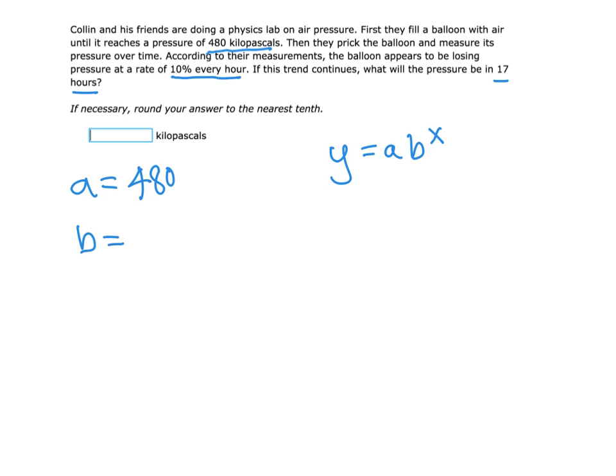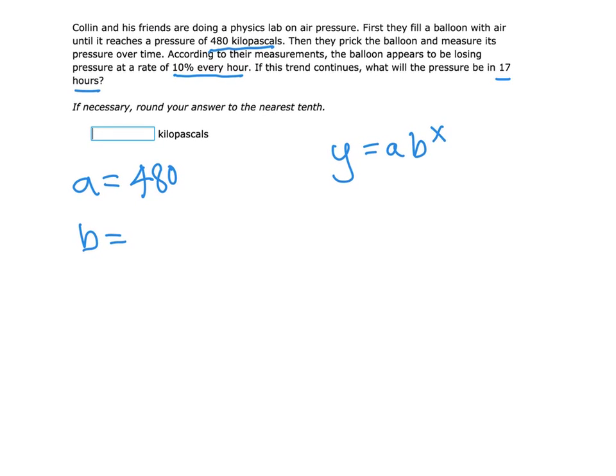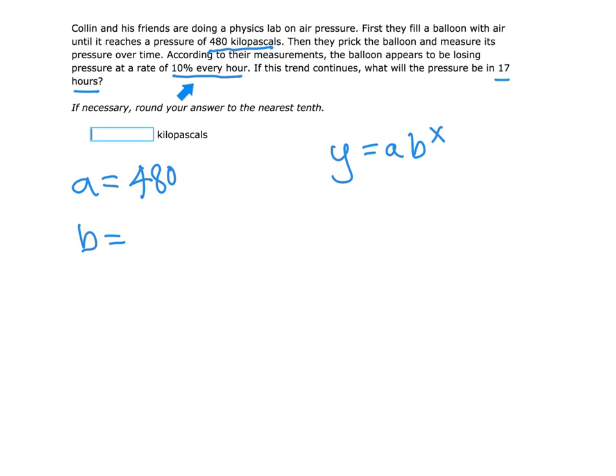B, if they're losing 10% every hour, that means that the amount that's still there can be found by just subtracting the 10% from the 100% that you start with, which means it's 90%. But again, remember, we're always going to use decimals to represent it, because the decimal's the actual number. 90% means 0.9. It doesn't mean 90. And then x. In this case, it's pretty simple. The time period is hours, and so x is just 17 hours.